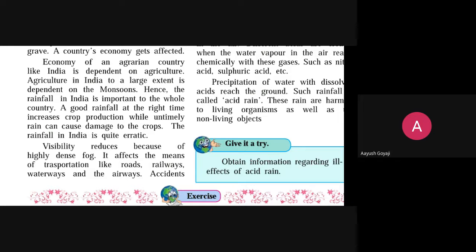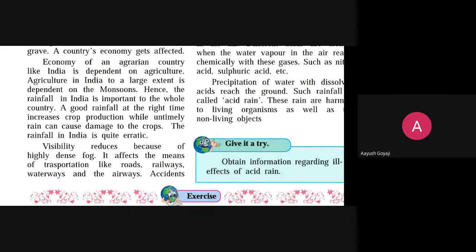Hence the rainfall in India is important for the whole country. A good rainfall at the right time increases crop production, while untimely rain can cause damage to the crops. म्हणजेच योग्य प्रमाणात पडलेला पाऊस आणि योग्य वेळी पडलेला पाऊस क्रॉपचं जे उत्पादन आहे ते वाढू शकतं, पिकांचं उत्पादन जे वाढू शकतं. परंतु अयोग्य वेळी पडलेला जो पाऊस आहे त्यामुळे काय होऊ शकतं, आपले जे क्रॉप आहे ते डॅमेज होऊ शकतात. The rainfall in India is quite erratic. ओके, तर भारतात पडणारा हा रेनफॉल आहे हा काय आहे, अनप्रिडिक्टेबल आहे, अनयुनिफॉर्म आहे.